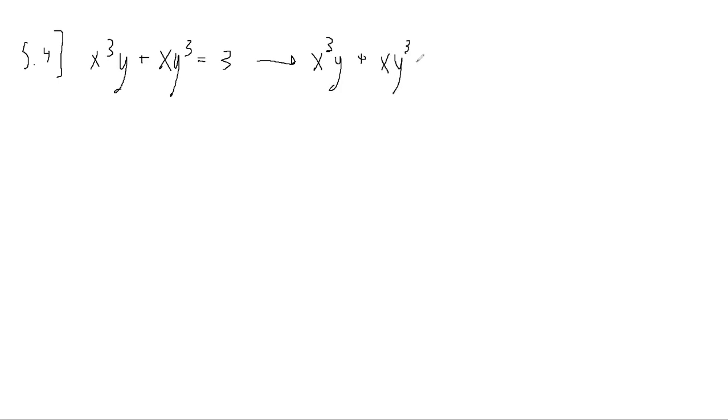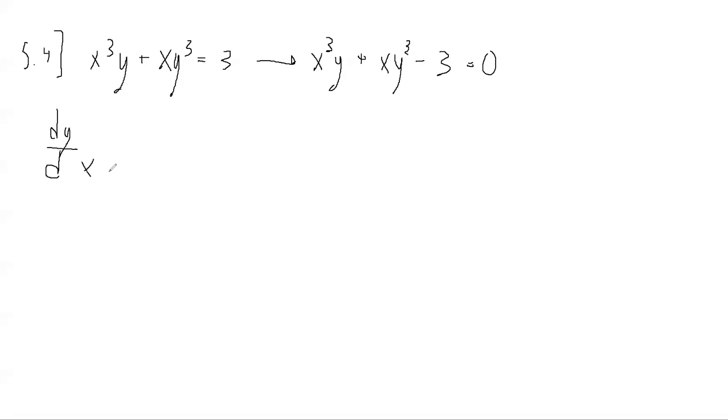5.4 is, I think, probably the easiest one. Let us see. It gives us the equation x cubed times y plus x y cubed equals 3. What I'm going to do real quick is move that 3 to the left, so then x cubed y plus x y cubed minus 3 equals 0. So now we have an equation right here. To find the implicit differentiation, it's asking us to find dy/dx, okay?